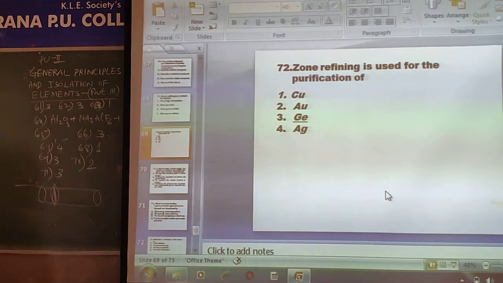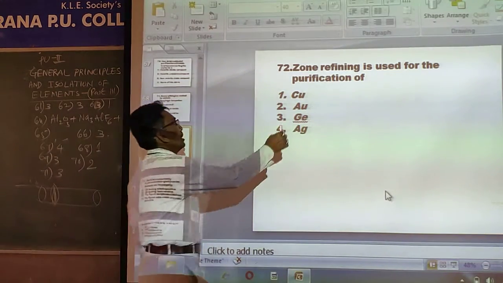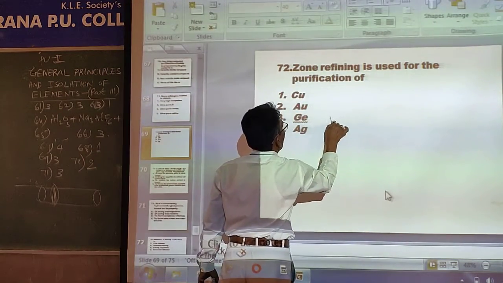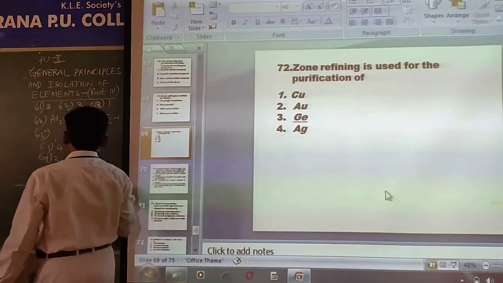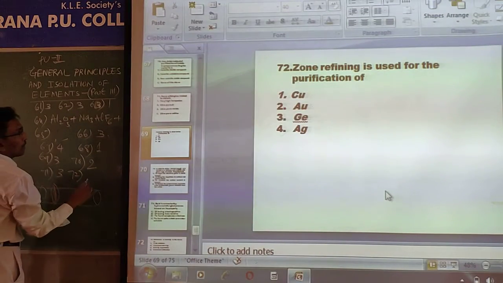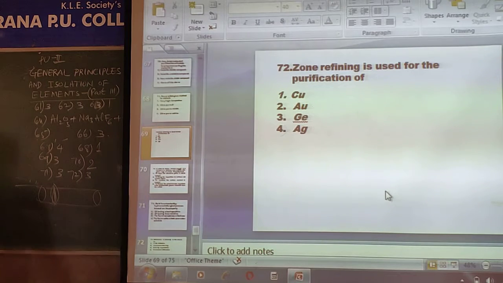Zone refining is used for the purification of semiconductors like germanium and silicon. So 72, germanium, silicon, the third option is correct.